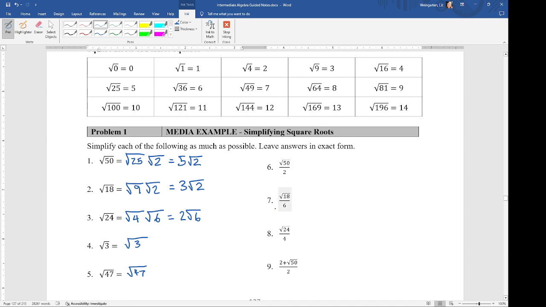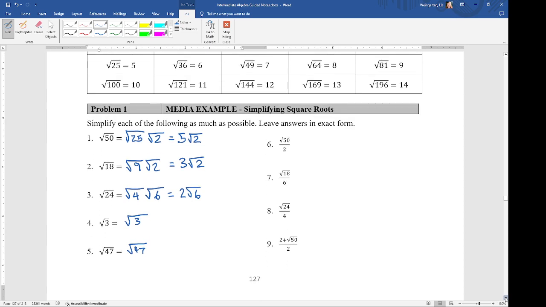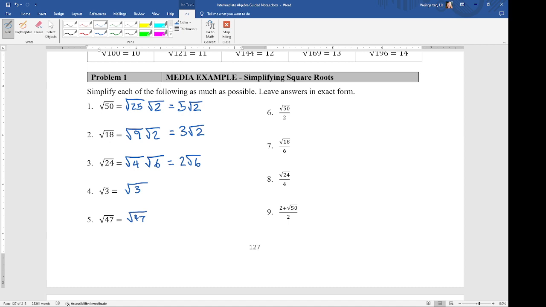Let's start looking at a few more complicated examples. We want to simplify the square root of 50 divided by 2. Well, we already simplified the square root of 50. We got 5 times the square root of 2. Now we're not allowed to have radicals in the denominator, so this is as simplified as it will get.